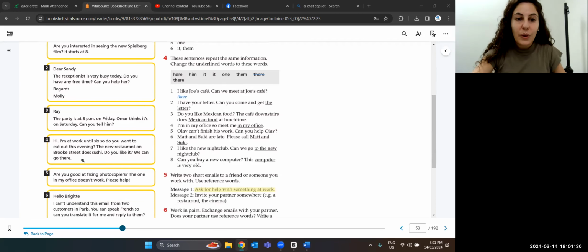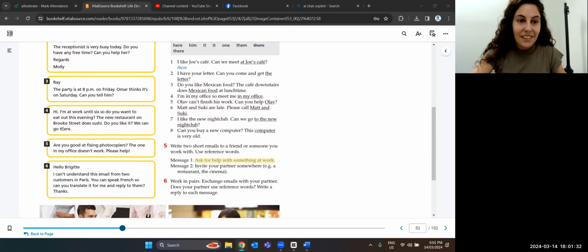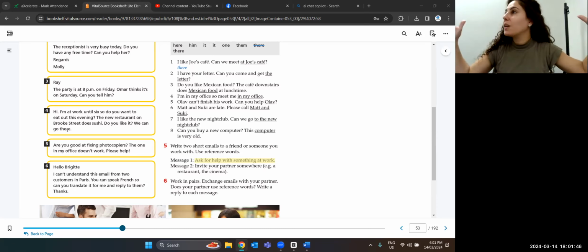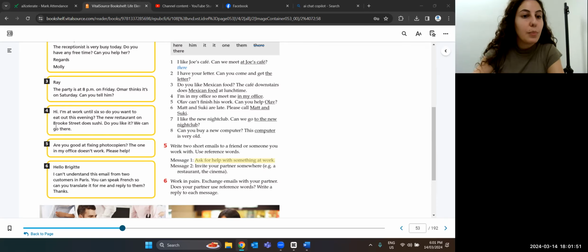Number 4, we have the word there. So the new restaurant on Bourke Street does sushi. Do you like it? It means the sushi. Do you like it? We can go there. Now, there is talking about a location, a place. So he doesn't want to repeat Bourke Street, the new restaurant. He doesn't want to say, you know, let's go to Bourke Street. Bourke Street is a place where the restaurant is. Let's go to Bourke Street.